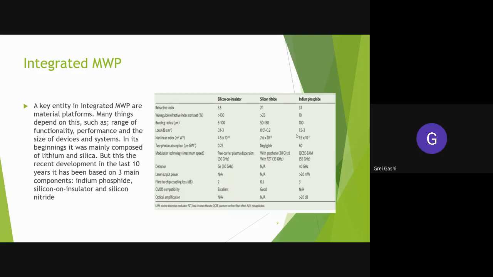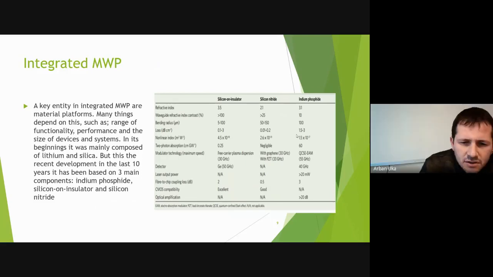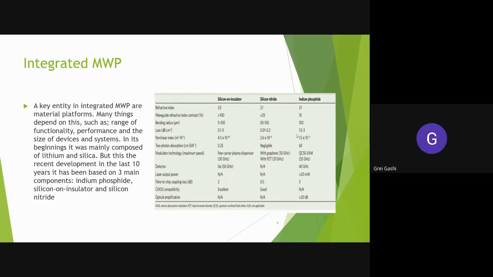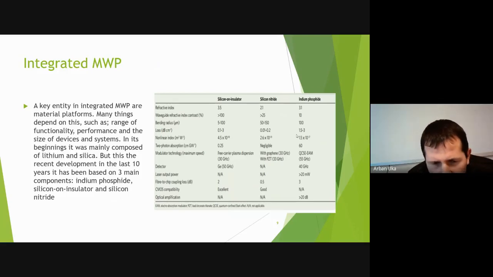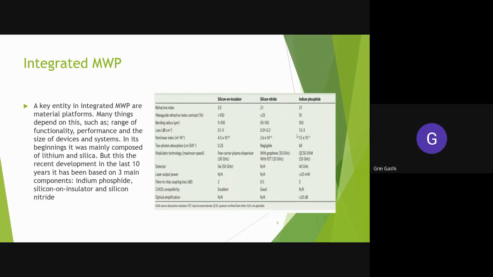This is the comparison between three major components of integrated microwave photonics. The picture shows, for example, the refractive index. Silicon on insulator is 3.5, silicon nitride is 2.1, and indium phosphide is 3.1. Sorry, because you said 31 and 21, I guess. Am I right? Yes, you are right. My mistake.